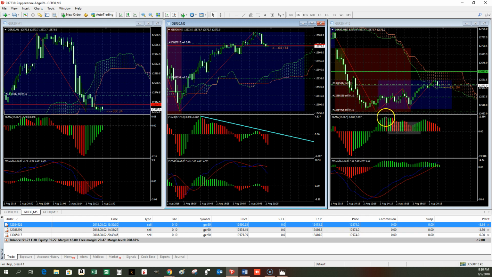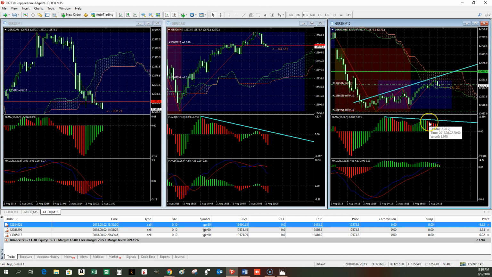Also, on the 15-minute chart, we've got exactly the same situation. You see? Candlesticks are going up, and the MACD and the moving average of oscillator are going down. All right, so we have a negative divergence on 15 minutes and 5 minutes.